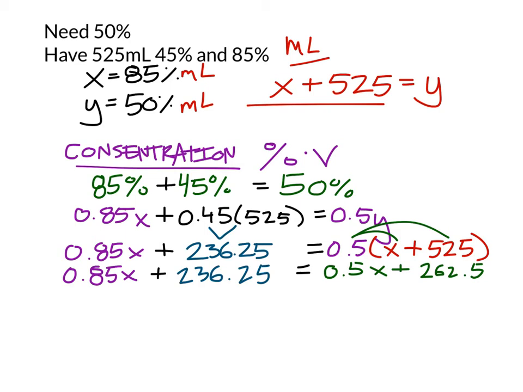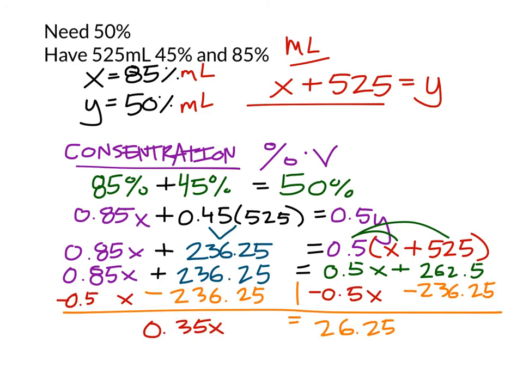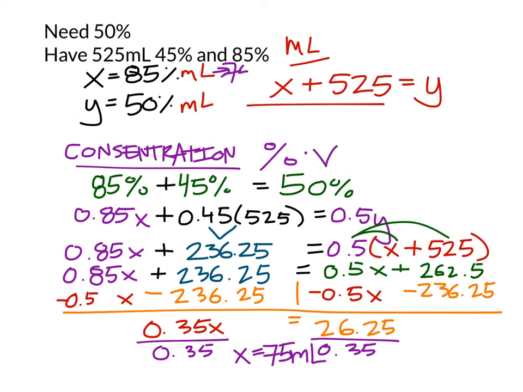So I'm going to put all my x's on one side and all the numbers on the other side. I'm going to put the x's on the left. So I'll subtract 0.5x from both sides and 236.25 from both sides. And then finally, to solve, we'll just divide both sides by 0.35. And I got 75. That'd be 75 milliliters. That's X of the 85% concentration. So I'll say 75 milliliters of this stuff.